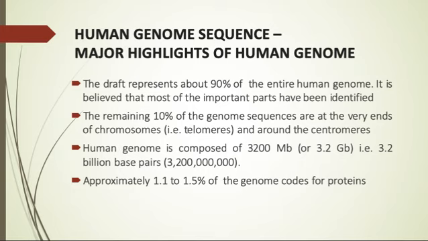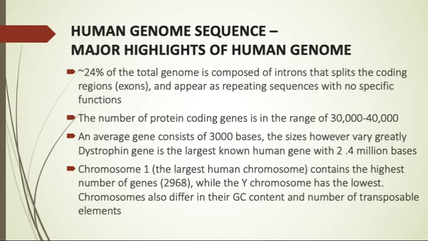So the human genome is composed of 3200 MB, that is 3.2 billion base pairs. Approximately 1.5% of the genome codes for proteins. Approximately 24% of the total genome is composed of introns, which split the coding regions, that is, the exons, and appear as repeating sequences with no specific functions.